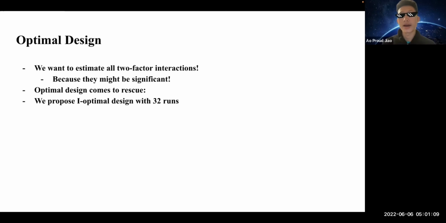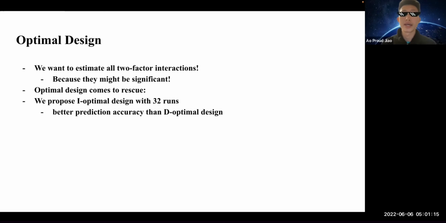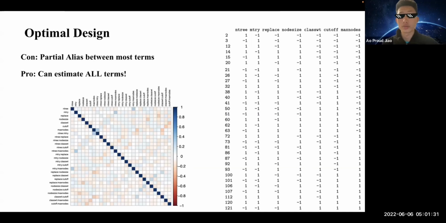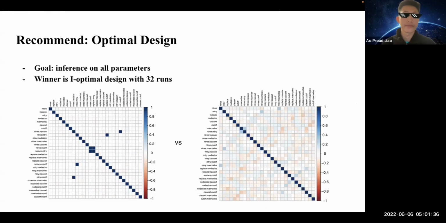And we're proposing an I-optimal design with 32 runs as opposed to a D-optimal design because it will have better prediction accuracy. So here's the optimal design. On the right, we have the design itself, and on the left, we have the correlation plots. The con is that we will have partial alias between most terms. However, we can estimate all terms right now because they're only partially aliased, and all VIFs are below 5. And so we are recommending optimal design because our goal is to have inference on all parameters.